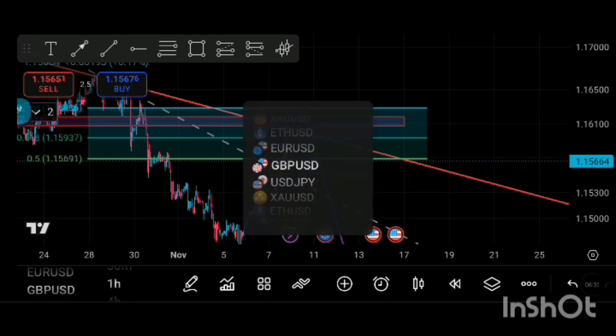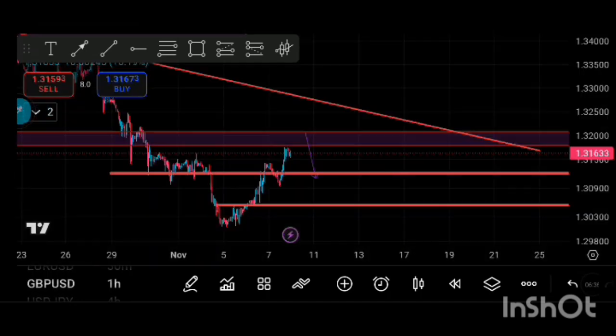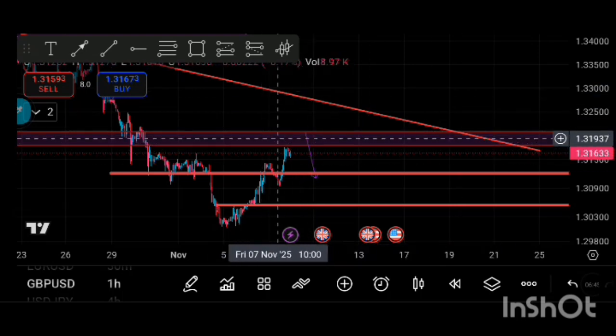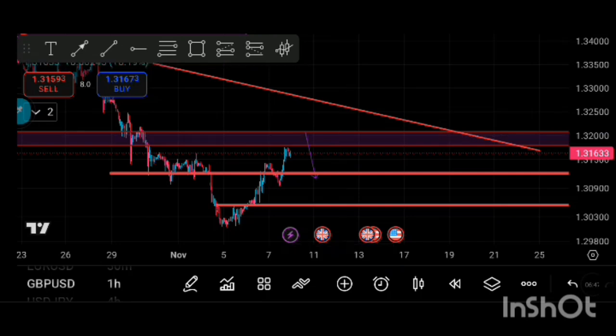But that is what we see on Euro USD. Now we go on GBP USD. GBP USD and Euro USD are basically the same thing. And as you can see, GBP is already expecting a resistance line. Understand? But let me start from the daily time frame.